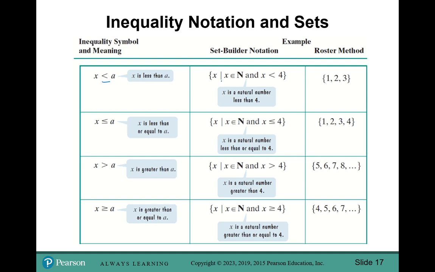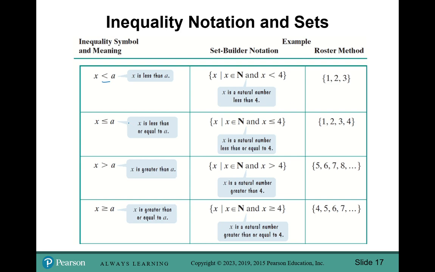If we were to write this in set builder notation, we would write the set x such that x is in the natural numbers, or is an element of the natural numbers, and x is less than 4. Okay. If I wrote it in the roster method, I would write it 1, 2, 3, because those are the natural numbers less than 4.